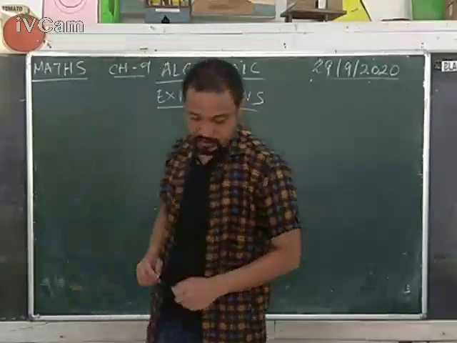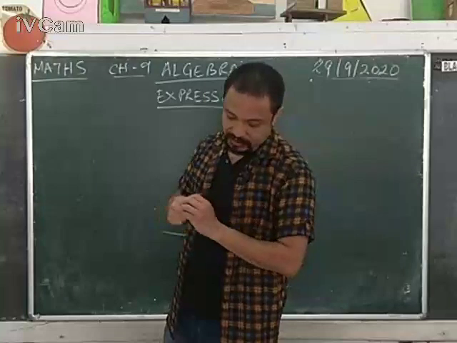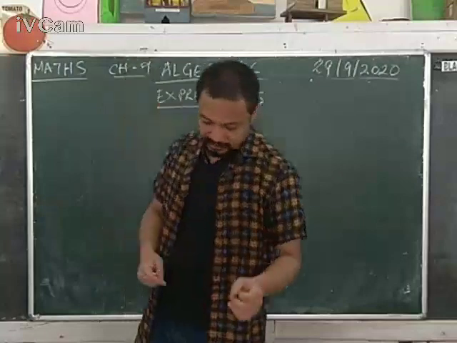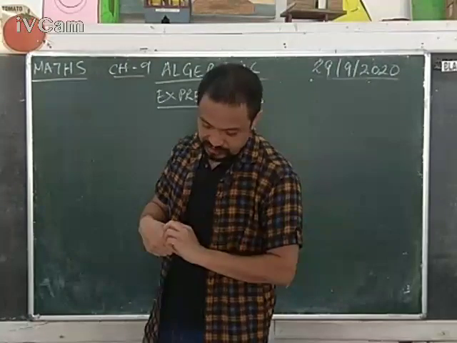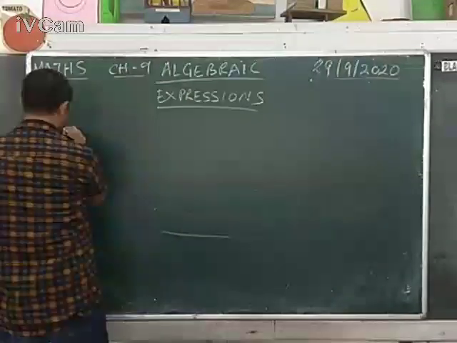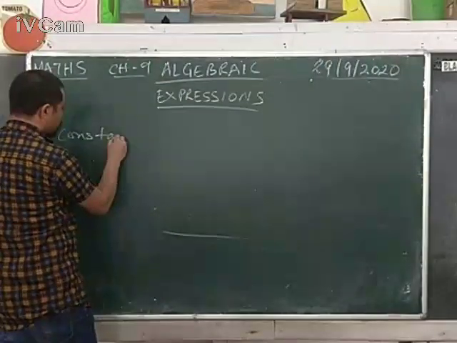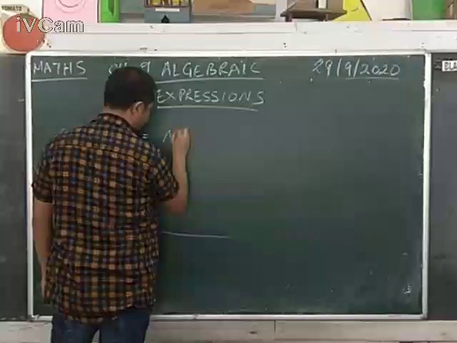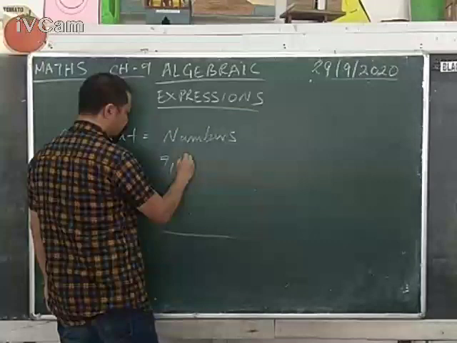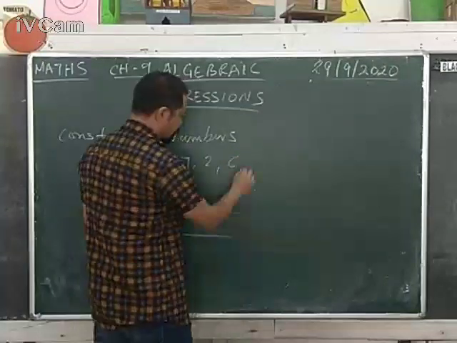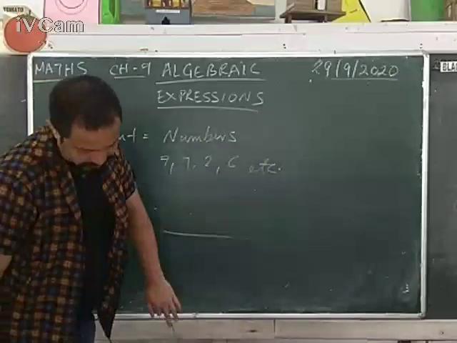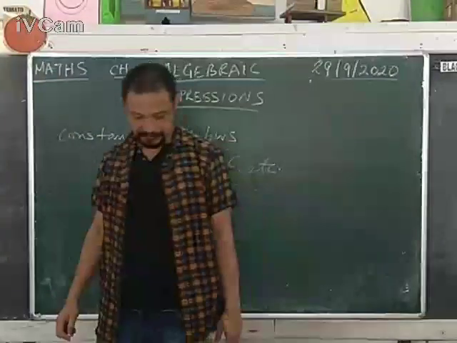Okay, so what are constants? A constant is a symbol in algebra which has a fixed value, that is whose value doesn't change, is called a constant. This is by the book. Basically what is a constant? In simple words, it's just numbers. Simple numbers like 7, 9, 2, 6. These are all constants.